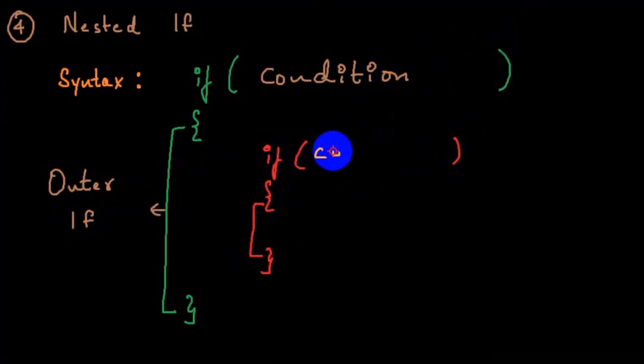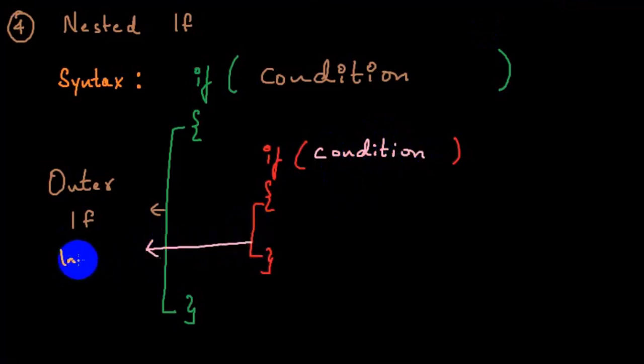I give the condition over here, and we call this the inner if. So what is nested if, guys? Nested if is nothing but one if present inside another if. This is what we call nested if. Clear?